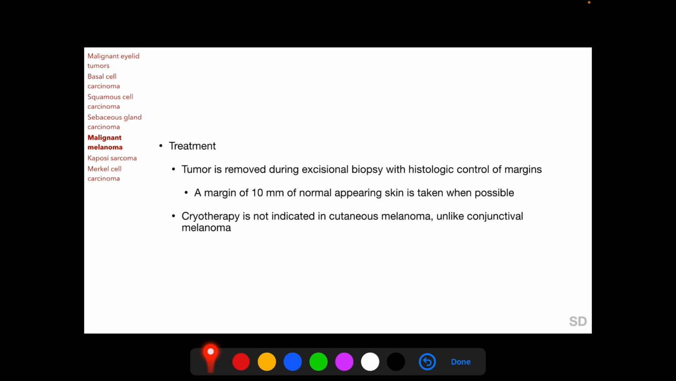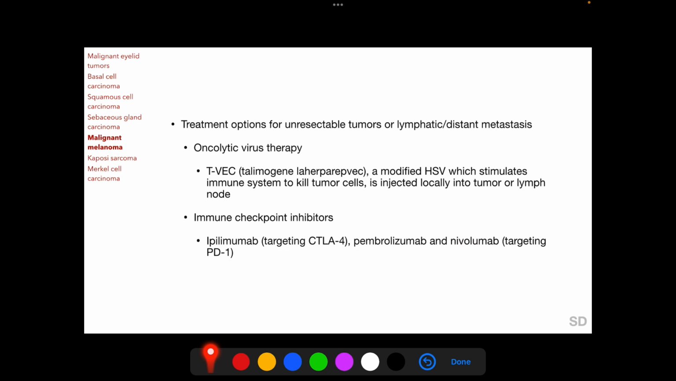Malignant melanoma is usually removed during excisional biopsy with histologic control of margins, and a margin of 10 mm of normal appearing skin is taken when possible, as compared to a margin of 1 to 2 mm for squamous cell carcinoma or basal cell carcinoma. Cryotherapy is not indicated in cutaneous melanoma, unlike conjunctival melanoma, where cryotherapy is a treatment option.